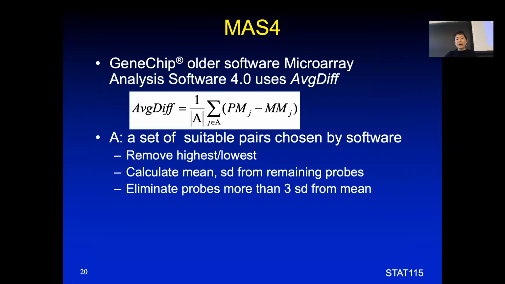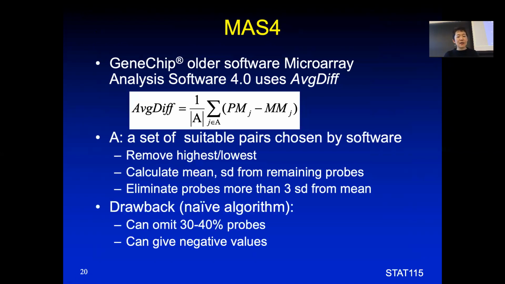They also calculate a standard deviation of the different probe pairs. And then they eliminate those probes where the PM minus MM value is 3 standard deviations away. So even though they started with 20 pairs, at the end, it could just be 15 pairs that end up being used, or maybe even fewer.